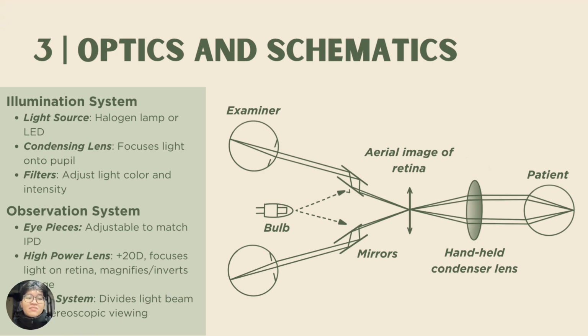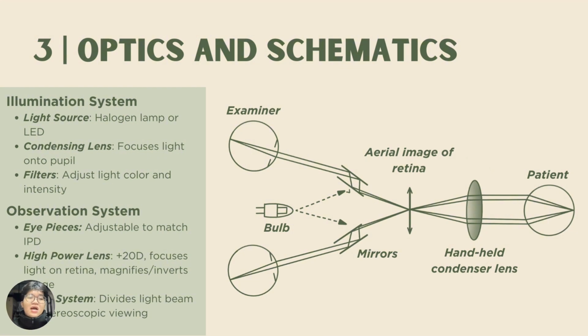The binocular indirect ophthalmoscope, or BIO, utilizes a halogen lamp or LED as its light source. A condensing lens focuses the light onto the patient's pupil, while filters can be used to modify the light's color or intensity. The observation system consists of two eyepieces that can be adjusted to match the examiner's interpupillary distance, or IPD.